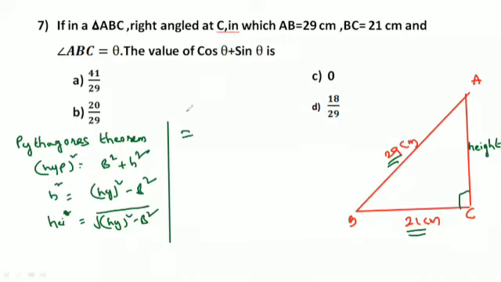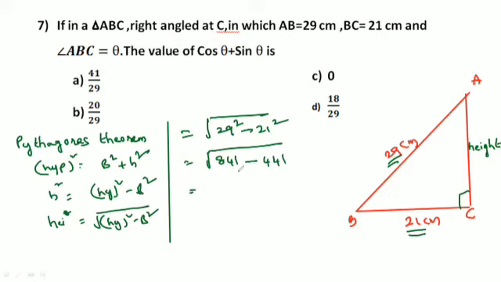Sorry, hypotenuse whole square is nothing but 29 square minus base square is nothing but 21 square. Now 29 square value, 29 is 841, and 21 square is 441. Got it?